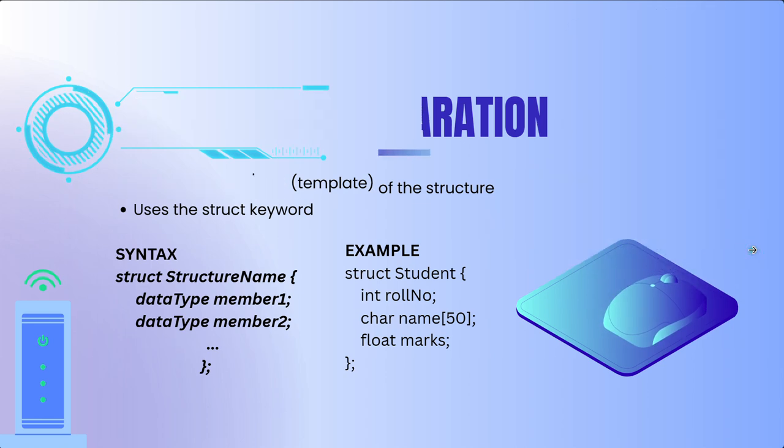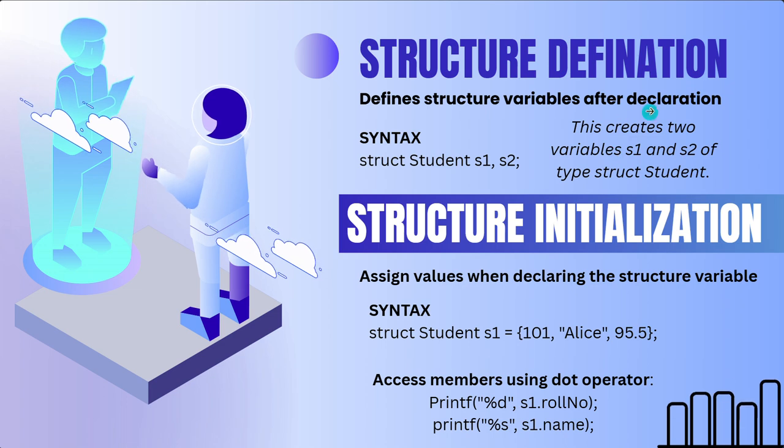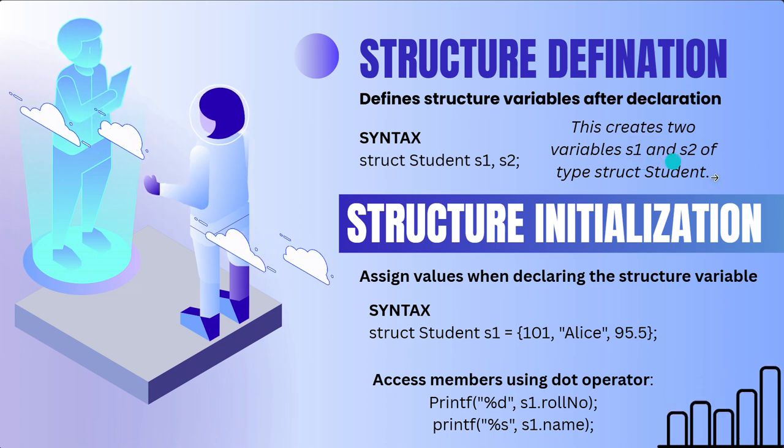Moving on, we have structure definition and structure initialization. Structure definition defines the structure variables after declaration. Okay, struct student s1, s2. This creates two variables s1 and s2 of type struct student. I just told you, right? struct student is a data type. It is a new data type which you have created. It is a user defined data type, and s1 and s2 are variables. There are two variables you have taken.